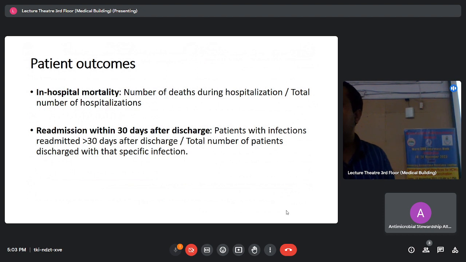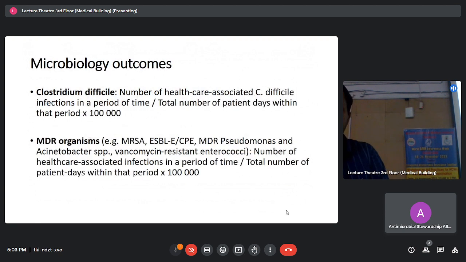And apart from that, what else could be a better outcome than the patient outcome itself? You can calculate the in-hospital mortality rate, or the readmission within 30 days after discharge. These can serve as important outcome indicators for whether the patient is improving or not. Then again, you can have microbiology based outcomes also. You can calculate the rate of occurrence or the prevalence of Clostridium difficile infection, because when you use antimicrobials, how will you know about the resistance pattern? You can assess that by calculating these outcomes.